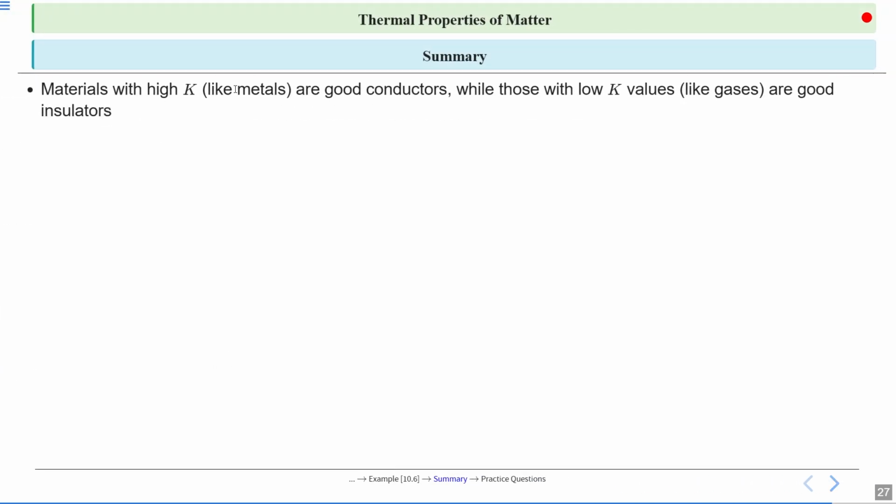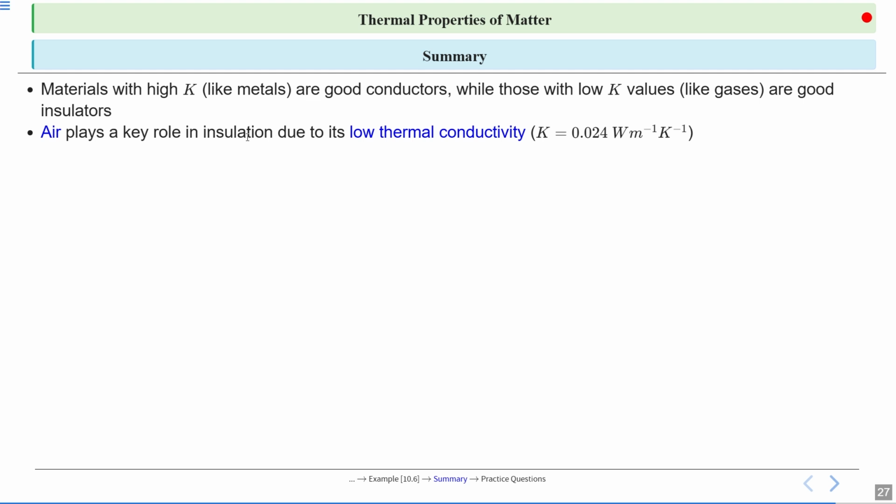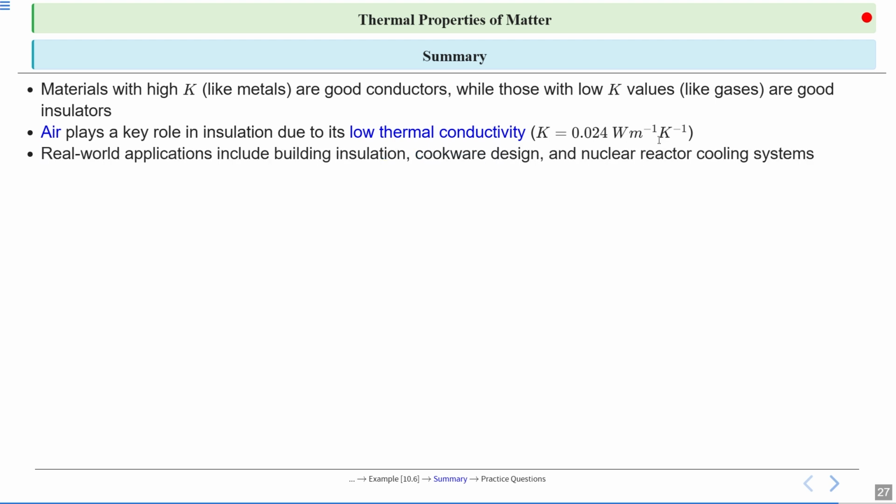Materials with high K, like metals, meaning high thermal conductivity, are good conductors, whereas low thermal conductivity materials like gases are good insulators. You know, two types of material: conductors and insulators. Air plays a key role in insulation due to its low thermal conductivity. The value of thermal conductivity is K equal to 0.024 watt per meter per Kelvin. Real world applications include building insulation, cookware design, and nuclear reactor cooling systems.